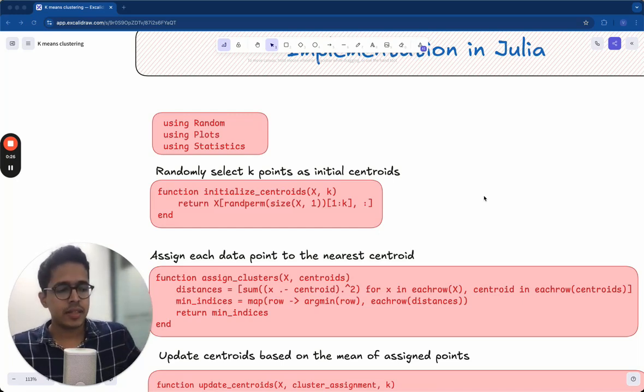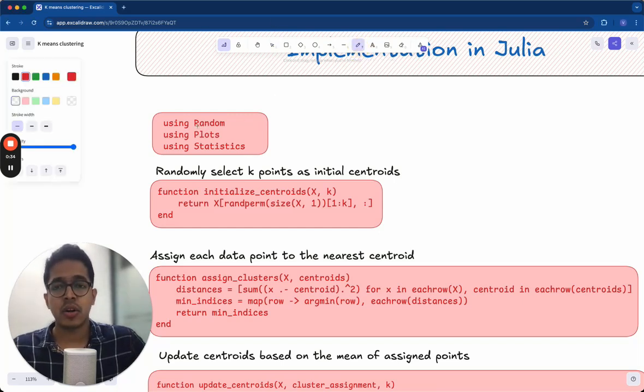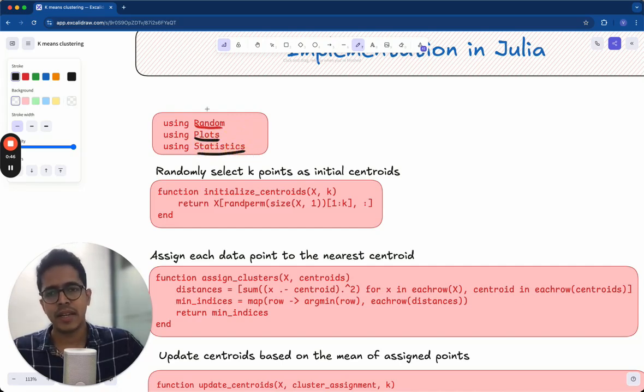So first is obviously importing the different packages that we will have to use. We'll be using Random for generating or shuffling arrays randomly. We'll be using Plots for plotting the different cluster images, basically performing a scatterplot. We'll be using Statistics for calculating the mean. So these are the three packages that we'll be using. I don't think we are using any other packages. If we do, we can import them during the implementation. Second, we are writing a few different functions. The first function here is a function for randomly selecting k points as the initial centroids.